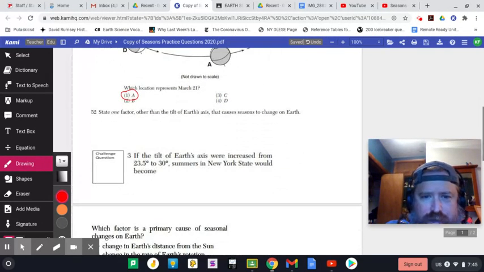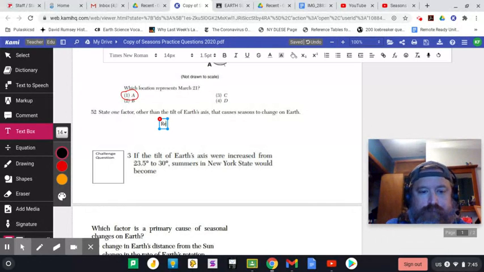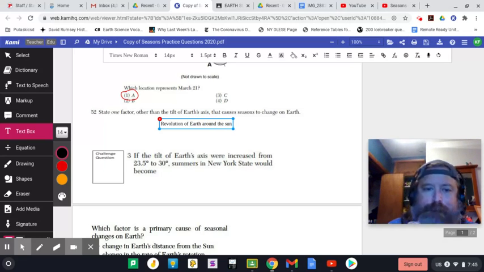State one factor other than the tilt of the Earth's axis that causes seasonal changes. It's just straight up. You could answer this with one word. Revolution. Probably better to say revolution of, not or. That should do it.